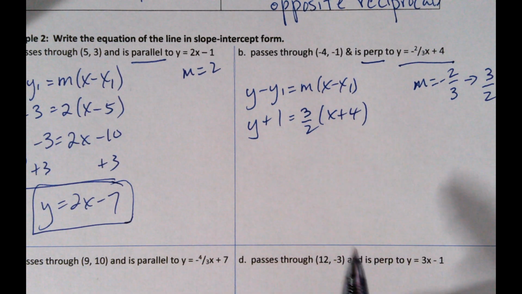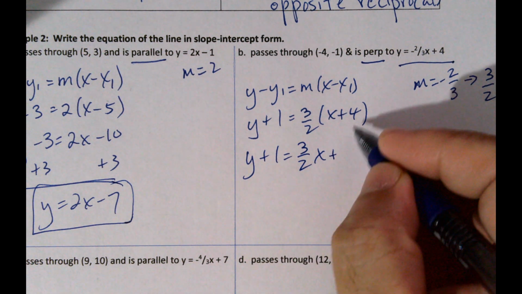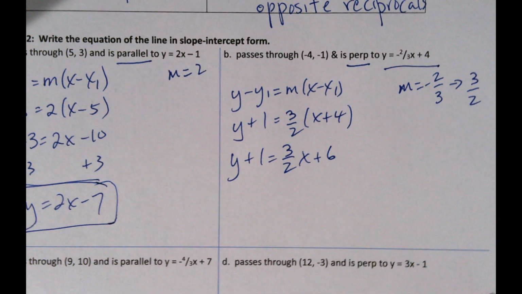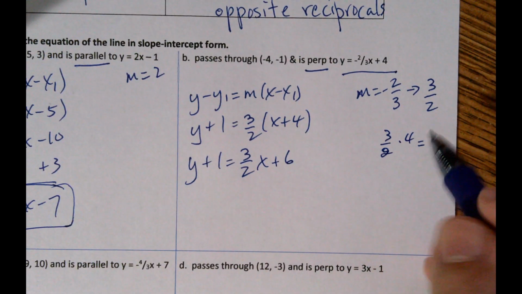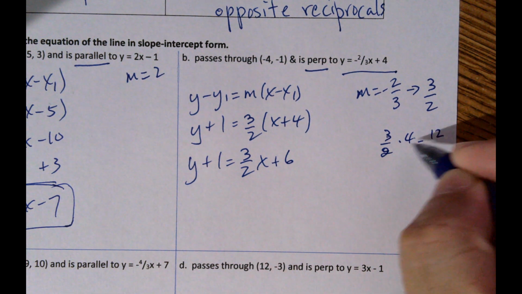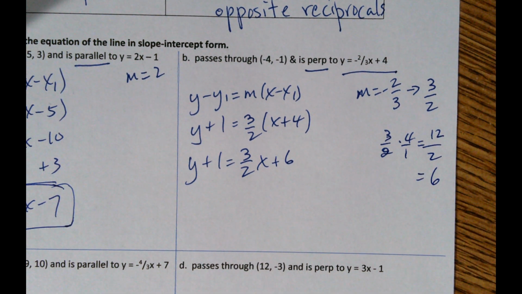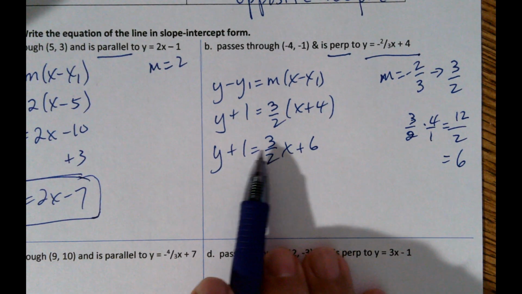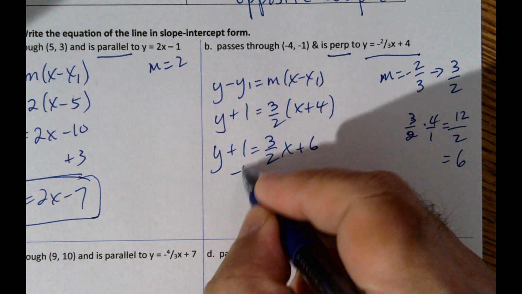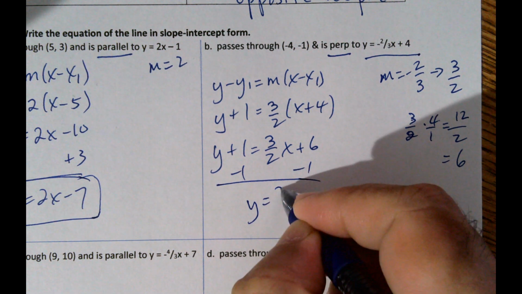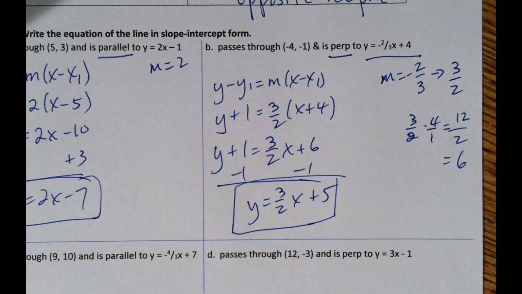All right, continuing. Let's distribute: y plus 1 equals 3/2 x plus 6. If you don't know how to do that, it's 3/2 times 4. Many students did it this way: 3 times 4 is 12 over 2, and then reduce that. That's where the 6 comes from. So that's 3/2 times 4. Let's go ahead and clean this up. Get the y by itself, so we just need to subtract 1. So it's y equals 3/2 x plus 5. And that is the final answer there.